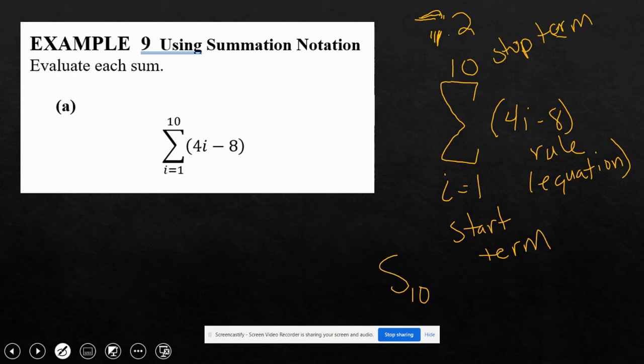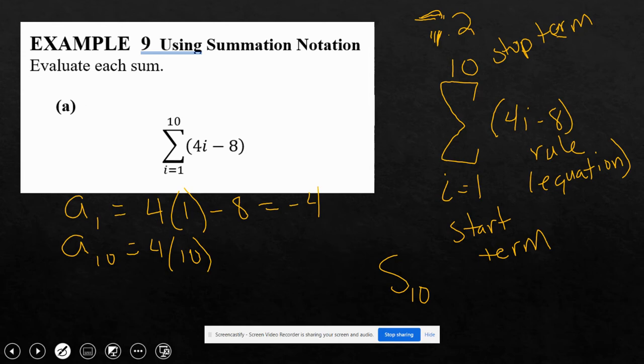I'm looking at example A. It's saying that we're finding the sum of the first 10 terms, starting with 1 and then stopping at 10. So I'm going to start with finding the first term. I want to find the first term. That means I'm going to use the rule and plug in 1 for i. They're replacing n with i or k or x. 4 times 1 minus 8 is negative 4. Then I want to find the 10th term. So 4 times 10 minus 8, 40 minus 8 is 32.